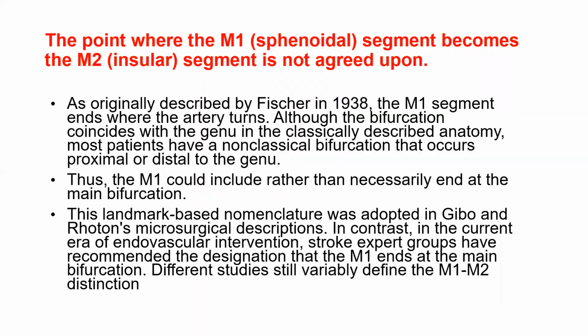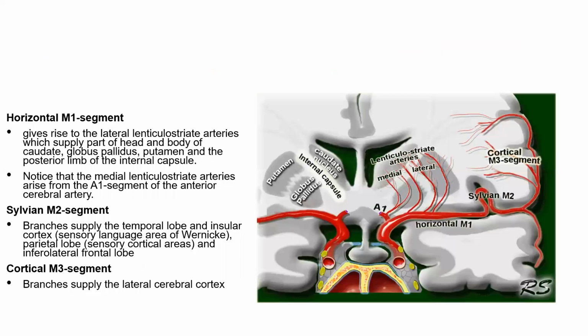So, like I have told you, I will tell you in detail later that the point where the M1 sphenoidal segment becomes the M2 insular segment is not quite agreed upon. So in this picture, you can see that this is the horizontal segment, and they consider it as the M2 sylvian segment, where the branches supply the temporal lobe, the insular cortex, the sensory language area of Wernicke's, and the parietal lobe sensory cortical areas in the lateral frontal lobe. And then you can see these are the cortical M3 branches that supply the lateral cerebral cortex.